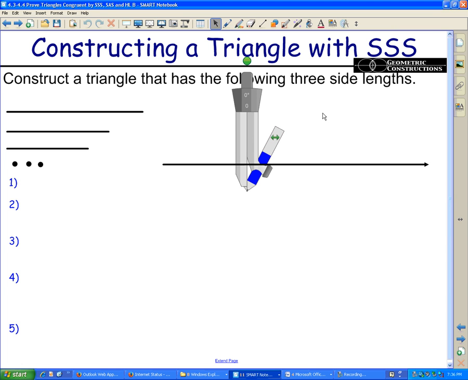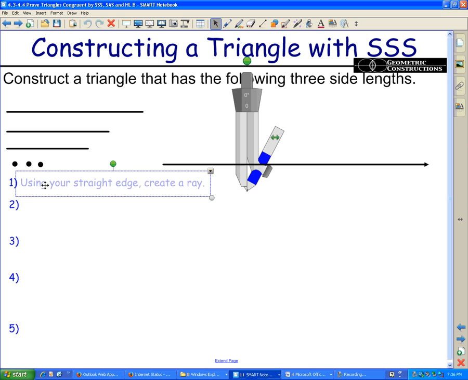Well, a side is just a segment. And we learned early in the semester, the very first construction we learned was duplicating a segment. And that's really all we need to do. We just need to do it 3 times because triangles have 3 sides. So let's go ahead and get started here.